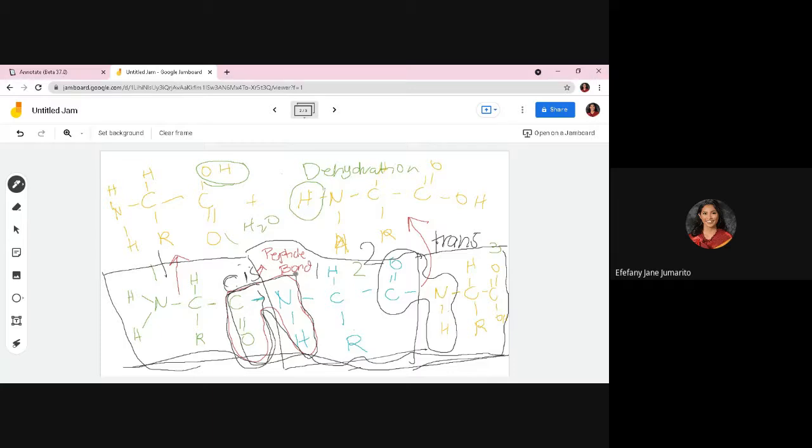This one is in cis, so we flip the H there. When we say trans, the oxygen and the hydrogen are on opposite sides. In cis, they are on the same plane. What is the reaction that occurs to form a peptide bond, a peptide or polypeptides? Dehydration, loss of H2O. Dehydration is equal to condensation.